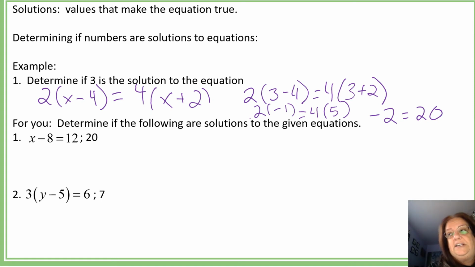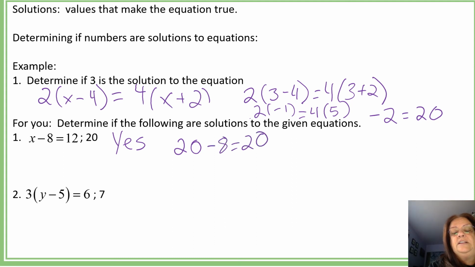Okay, so now we've got an answer, hopefully. And yes, 20 is a solution. So what you did was you substituted in the 20 for the x, and then you evaluated 20 minus 8 and got 12. That is 12. There we go. So yes, 12 does indeed equal 12.